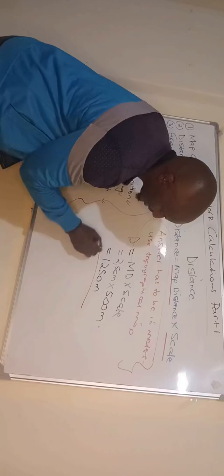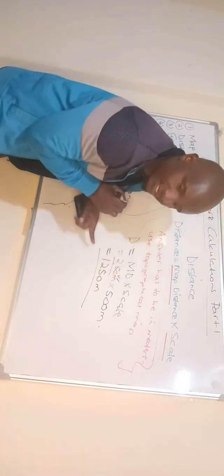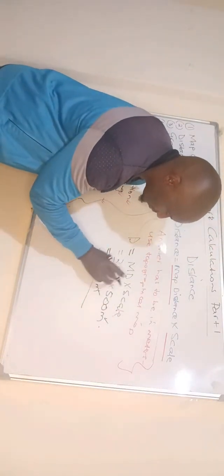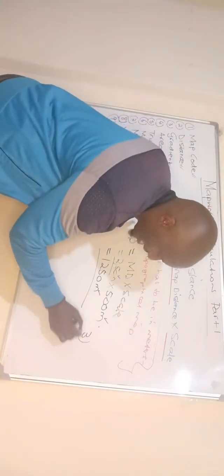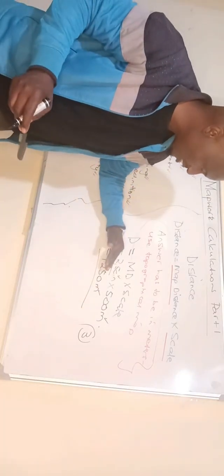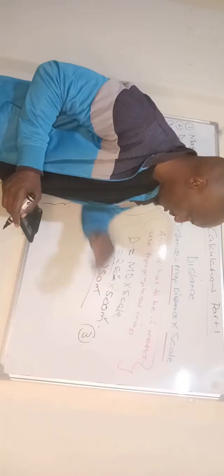1,250 what? Meters. So take note, guys, when you are doing the calculations, make sure your map distance has a unit of measurement. Make sure your scale has the unit of measurement. Make sure your answer has your unit of measurement. Then you get your 3 marks. So the map distance has units in centimeters, the scale has units in meters, and the answer as well has units in meters. Remember, we said that we want our answer to be in what? In meters. Do we all understand this?